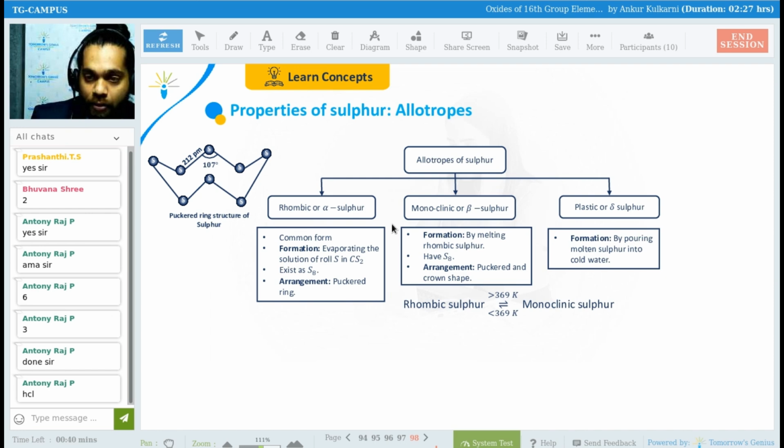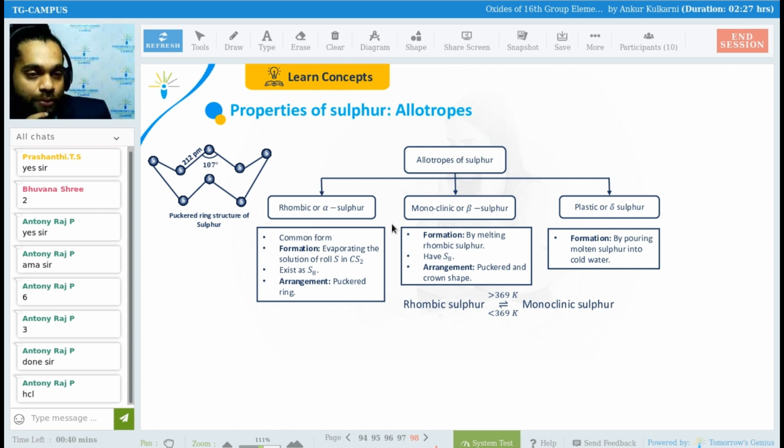Okay, so let us go ahead. Now, tell me, how many of you remember the phosphorus allotropes? What were the phosphorus allotropes? Anyone? No one? Sarjana, Prashanti?